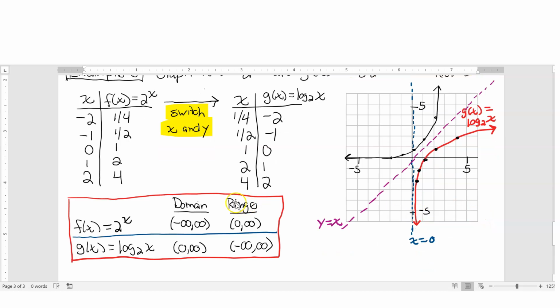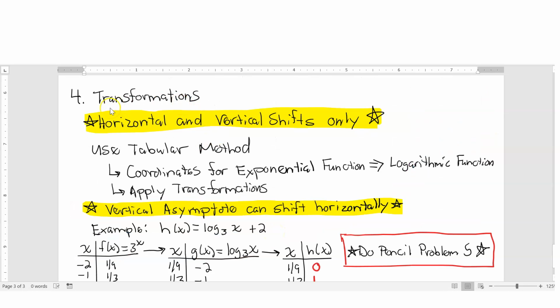When we look at the domain and range of these functions, remember for our exponential function, domain is all real numbers, and range is 0 to infinity because of its horizontal asymptote at y equals 0. Now for the logarithmic function, of course, these values have switched. Its domain is 0 to infinity due to the vertical asymptote here at x equals 0, but now its range is all real numbers.